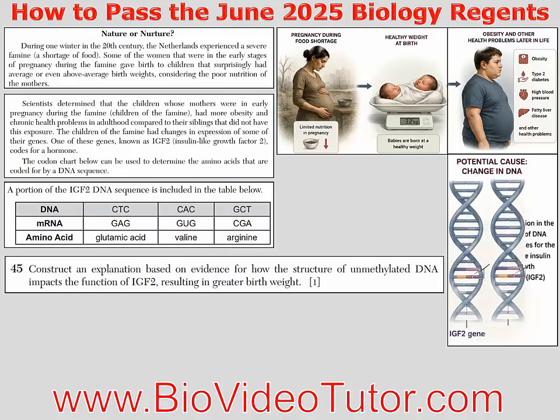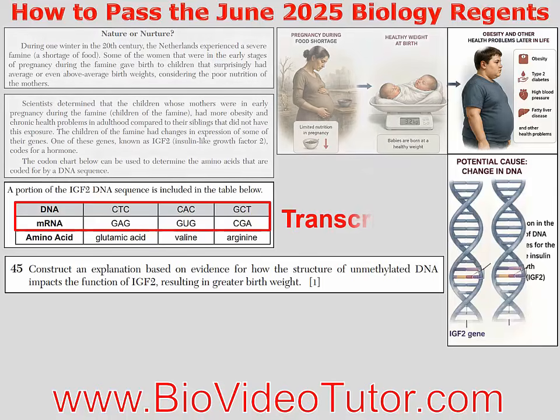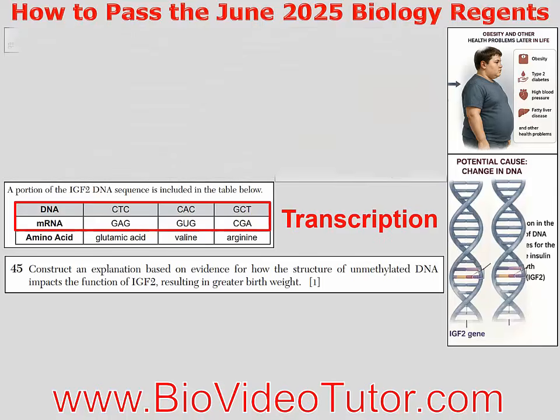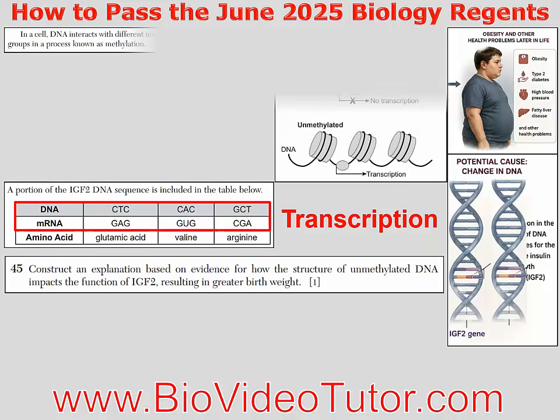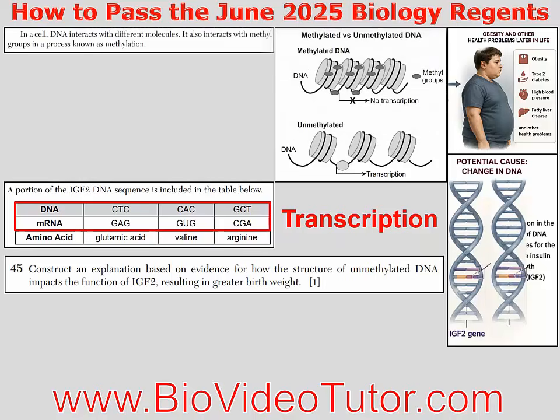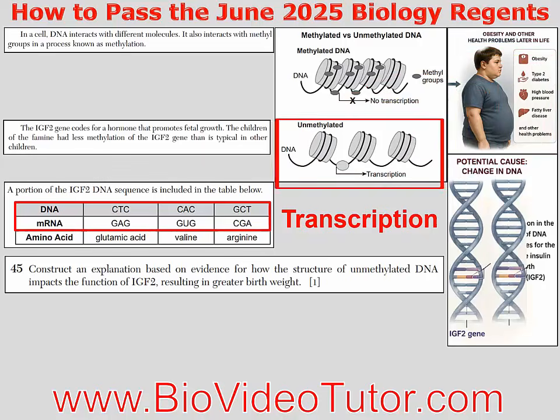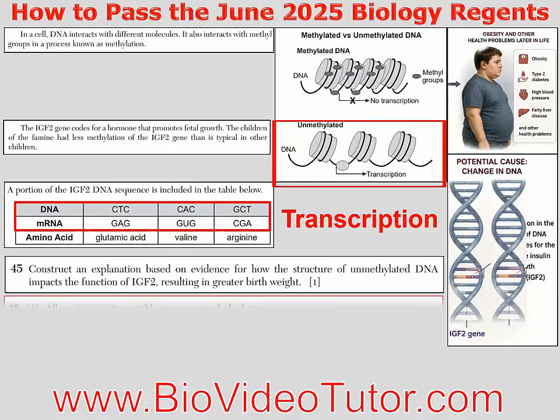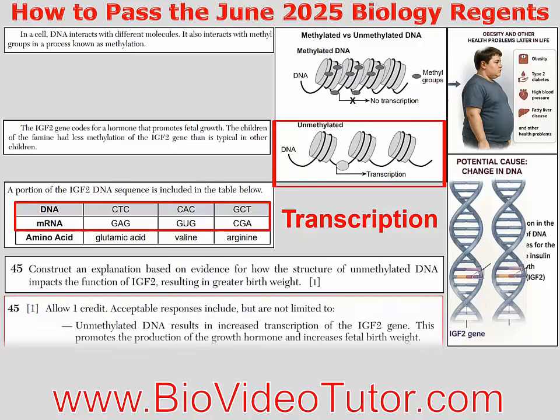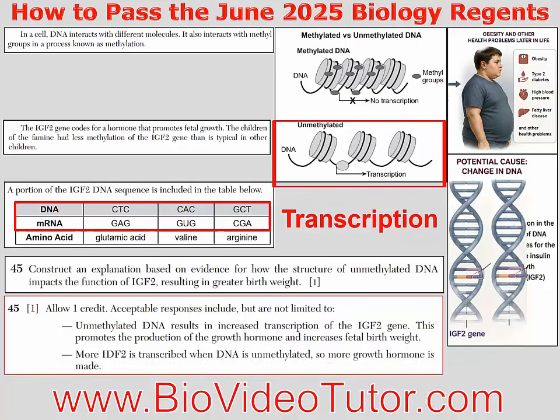When DNA makes a copy of itself, the DNA bases get converted into RNA in a process called transcription. However, transcription may or may not occur depending on the process of methylation. Since IGF-2 codes for a hormone that promotes fetal growth, the children of the famine had less methylation of this gene than is typical of other children. Therefore, more IGF-2 is transcribed when DNA is unmethylated, so more growth hormone is made.